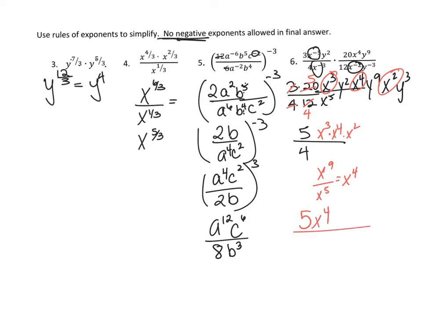And then for the y's, I have another 4 on the bottom. Y squared times y to the 9th, that's 11. Plus 3 more is 14. Y to the 14th. So it's y squared times y to the 9th times y cubed. 2 plus 9 plus 3 gives me 14. That's my final answer.